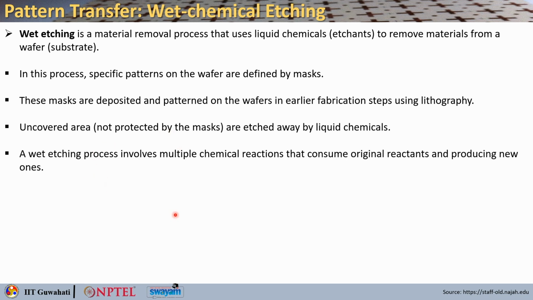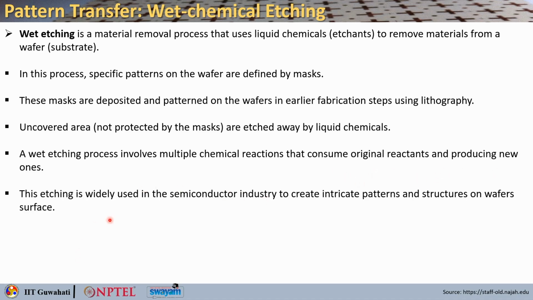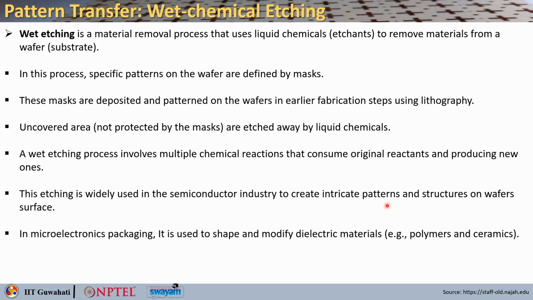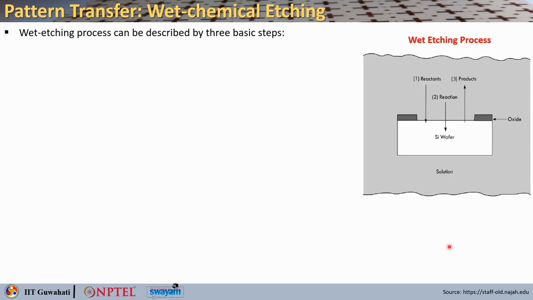A wet etching process basically involves multiple chemical reactions that consume the original reactants and produce new ones. This etching is widely used in the semiconductor industry to create intricate patterns and structures on wafer surfaces. In microelectronics packaging, it is used to shape and modify dielectric materials, something like polymers and ceramics. So, wet etching can be described in three basic steps.